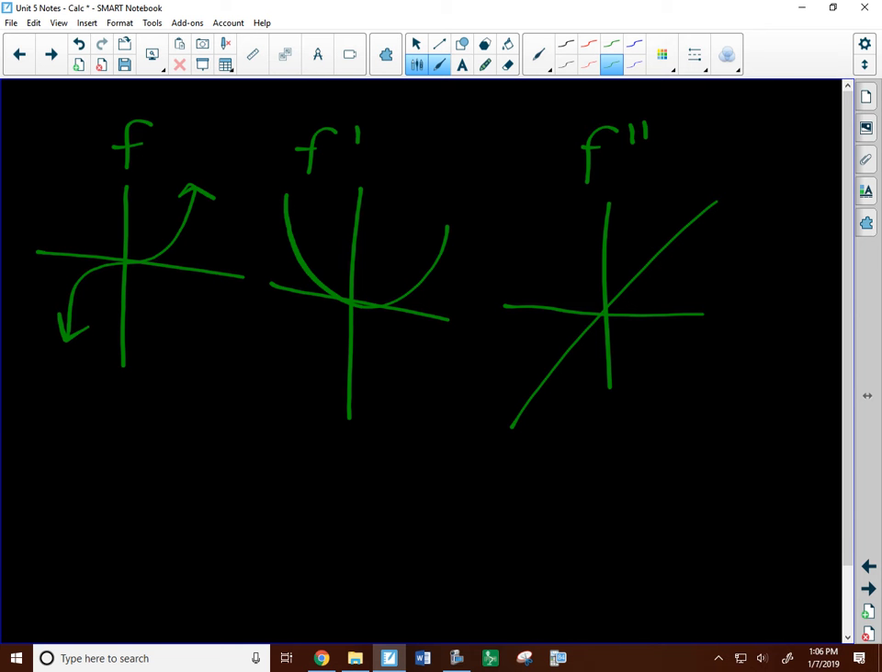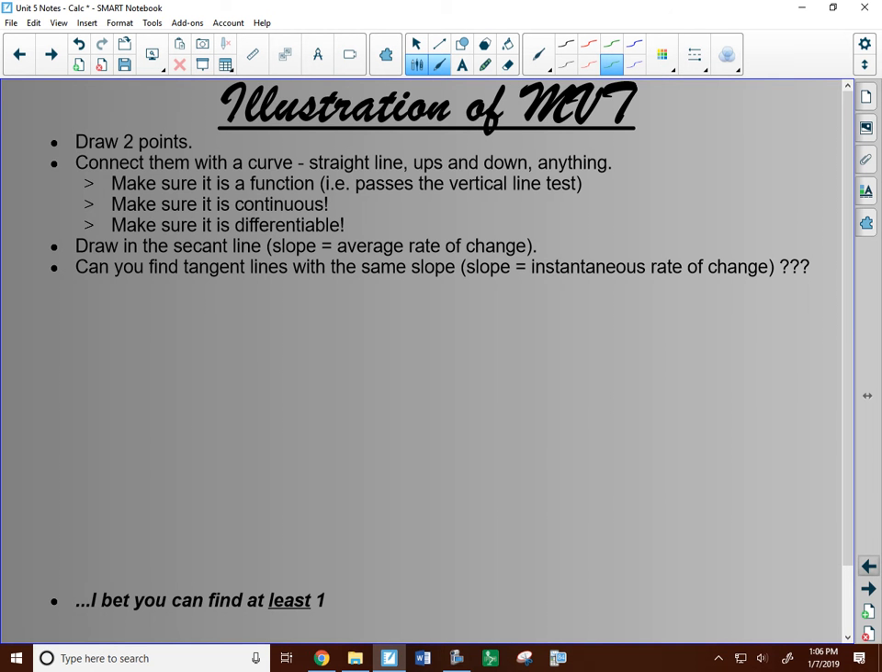We're going to extend this a little bit. Maybe I don't know it's a polynomial. Maybe I just know it's a function. And they give us one of these 3 graphs. How can we figure out things about the other 2? So let's go back to page 9.